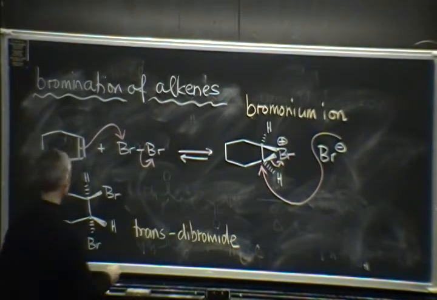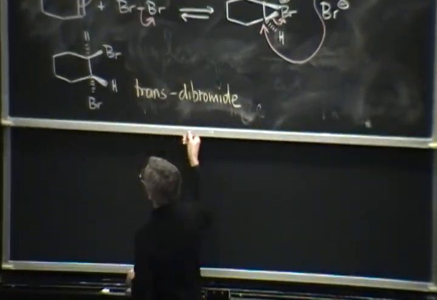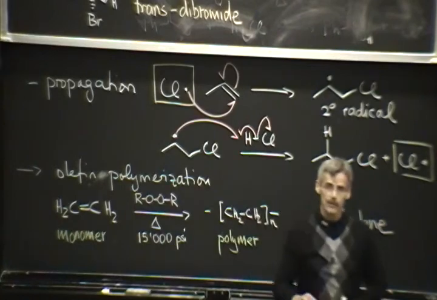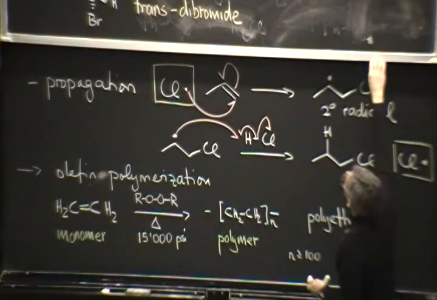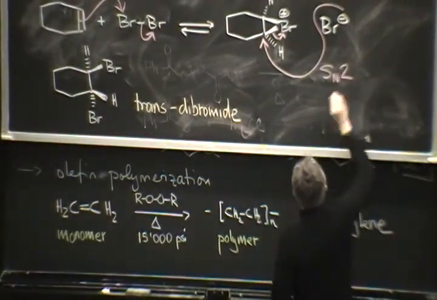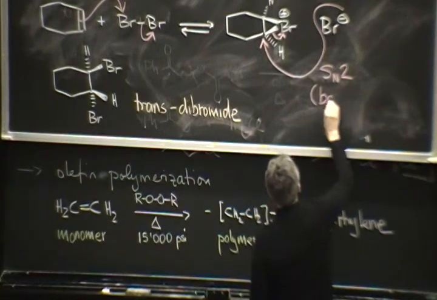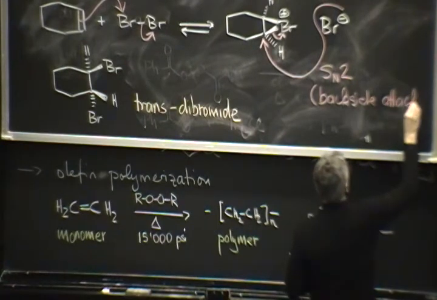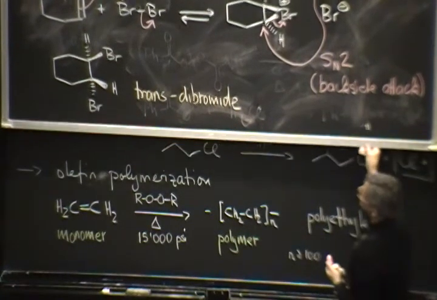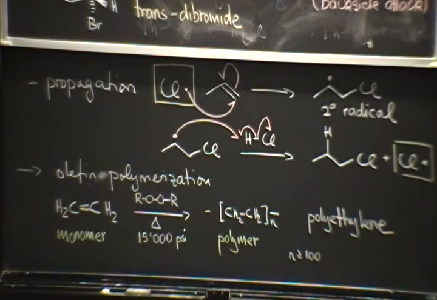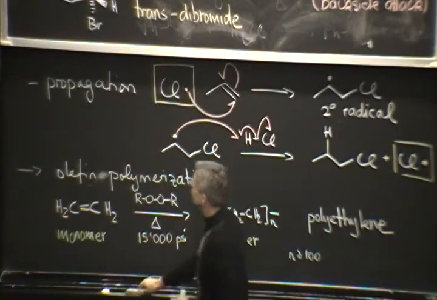So this is the bromination process, and it has a defined stereochemistry due to the presence of the intermediate bromonium ion, which then undergoes an anti-attack. So this is an SN2 process, or backside attack. On the carbon of the bromonium ion, I get the trans dibromide in my product.